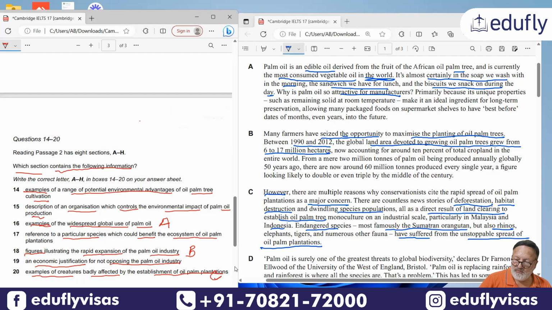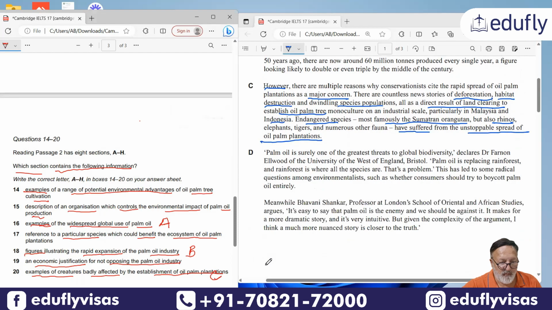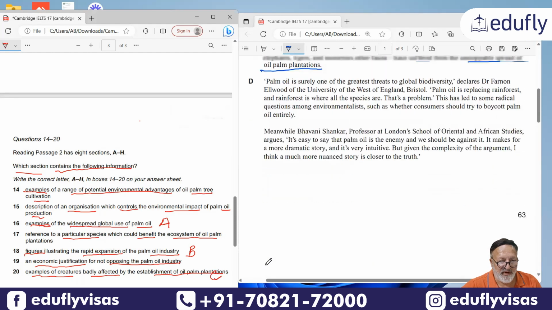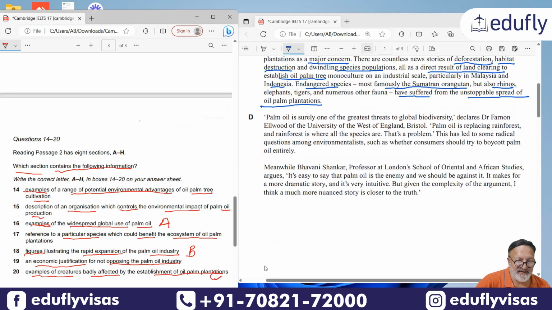C. Now let's move down to D. Okay, so these two paragraphs. Let's read them. Palm oil is surely one of the greatest threats to global biodiversity. This is the keyword, biodiversity. It declares that palm oil is replacing rainforest, and rainforest is where all species are. So you are replacing the rainforest, so this means habitat destruction is happening. That's a problem.